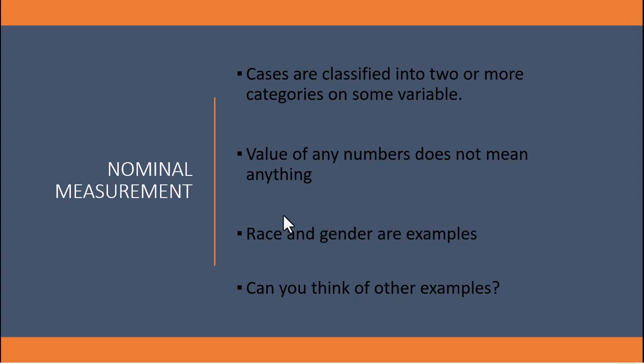Nominal level measurement are cases that are classified into 2 or more categories on some variable. Any numerical values do not mean anything. Race and gender are examples here. Other examples include your favorite brand of sneakers, what type of pets you own. This sort of measurement can only be put into categories. It cannot be put into any sort of order.